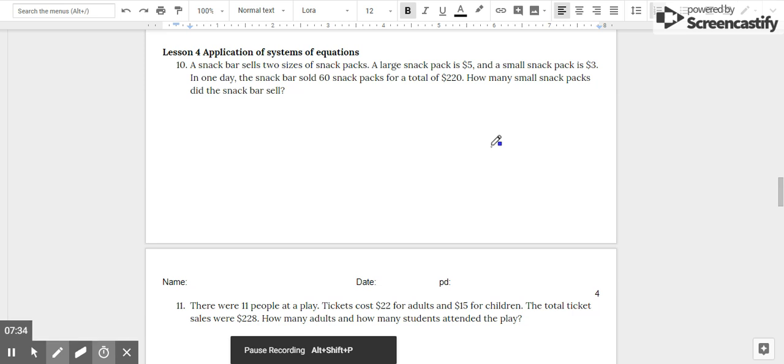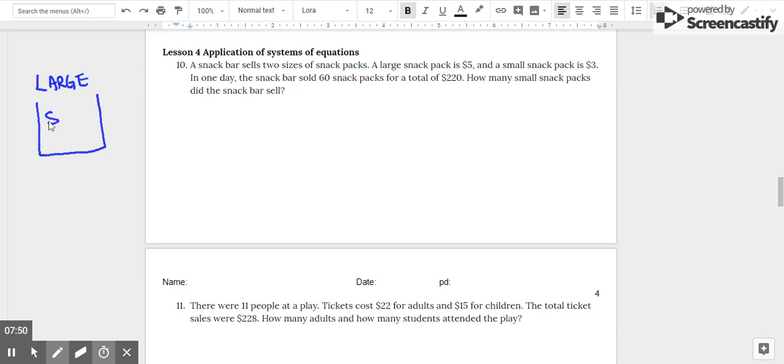All right, number 10. So this is the application of systems of equations. So now let's solve some real world problems. And we know that there's a large snack. How much is it? It's $5. And the small snack is $3. And the number of snack packs they sold is 60, right? And the total amount of money that they earned is $220. How many small snack packs did the snack bar sell?